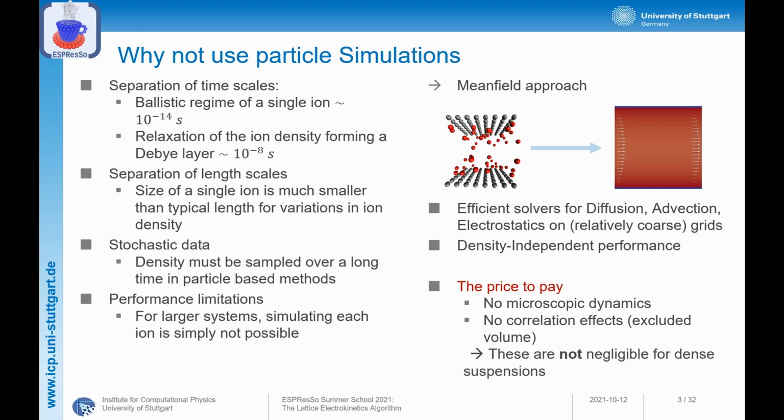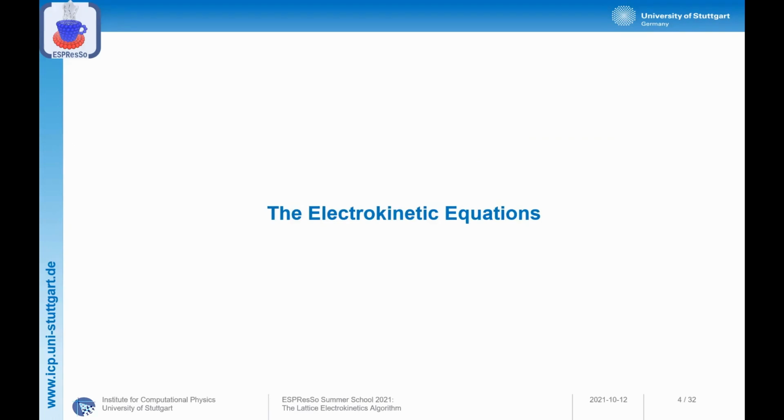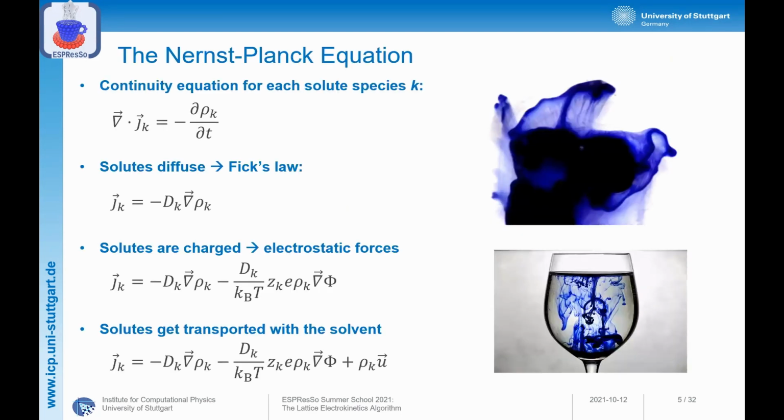And especially for dense suspensions, you will run into problems where these effects are not negligible. But let's say they are, and continue on with the equations that we need to describe this effective mean field approach. So first of all, what we're interested in is densities of dissolved species. This is the rho k over here. Usually you have many k's, or at least two. For example, if you have sodium chloride, then you would have one density for sodium and one for the chlorine.